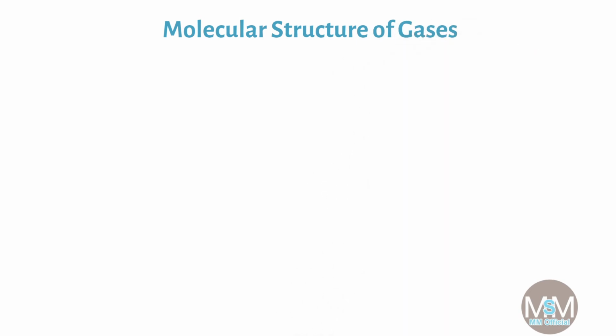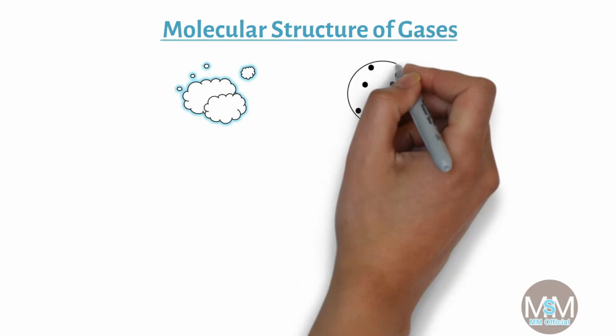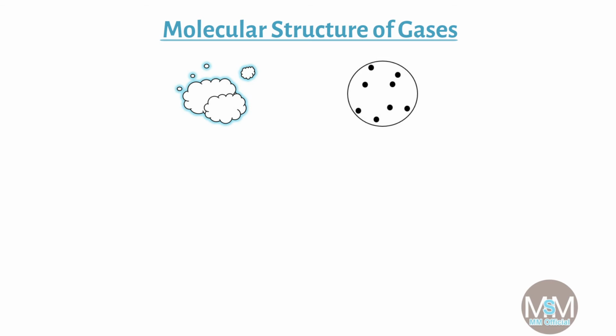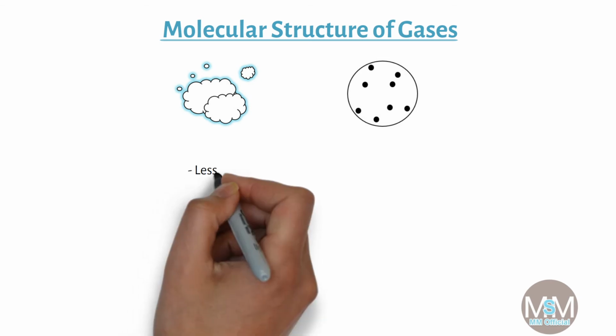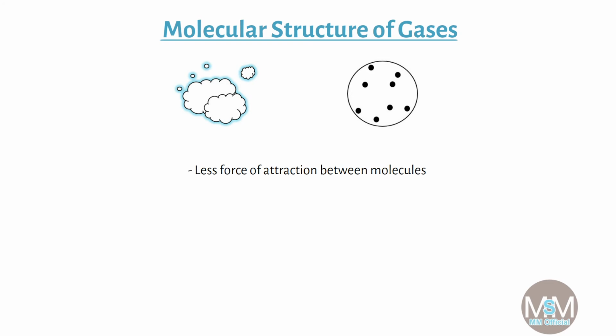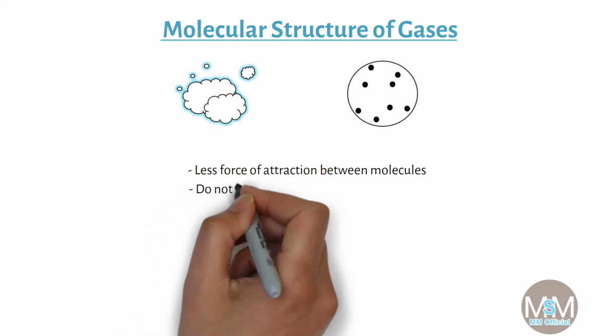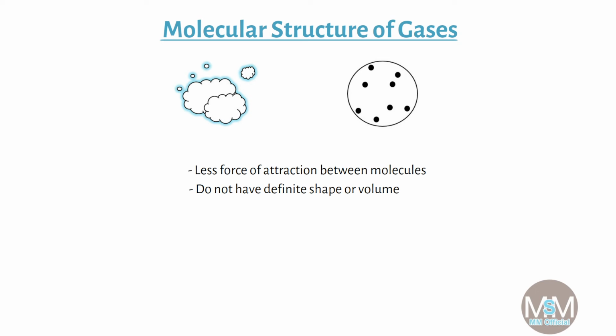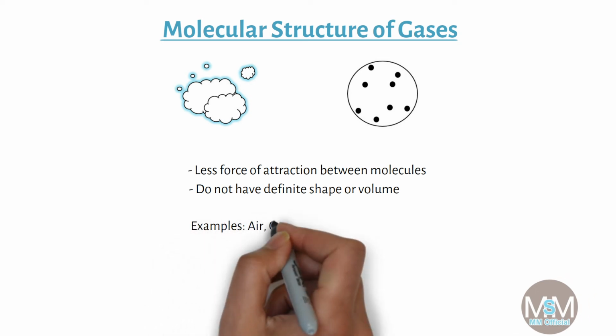When coming to the molecular structure in gases, there is more space between the molecules than in liquids and very less force of attraction between the molecules. So the molecules can move about freely in all directions. Therefore, gases do not have a fixed shape or volume. Here are some examples.